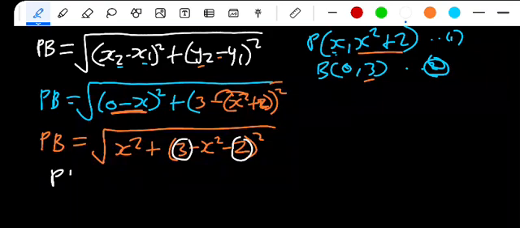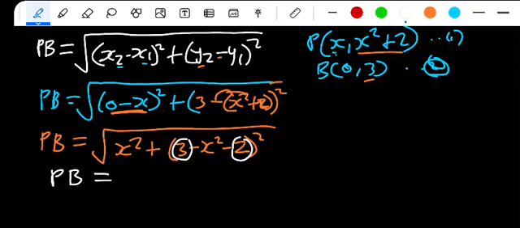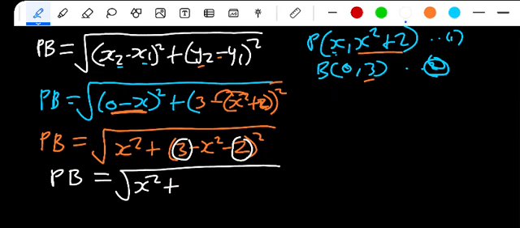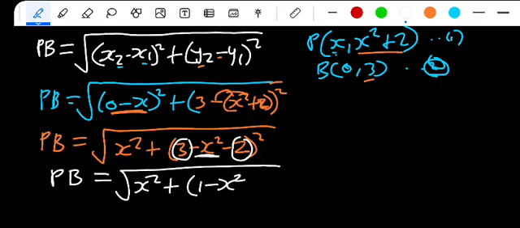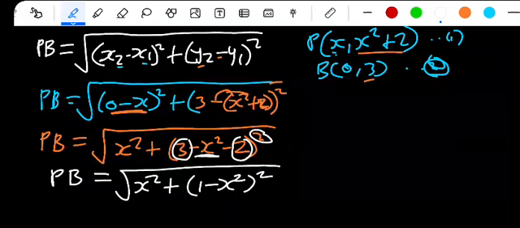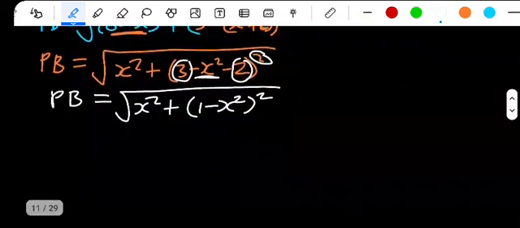So the distance PP must be equal to the square root of x squared plus those 2 will simply equal to what? To 1. So we can write there, we still have a negative there. So this will be 1 minus x, squared, don't forget the outside squared there. This is what we have now. All right, so that is what we have.